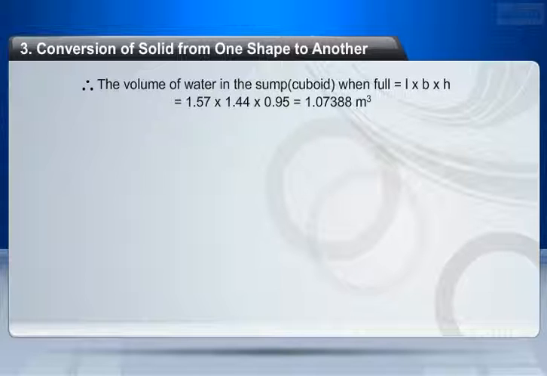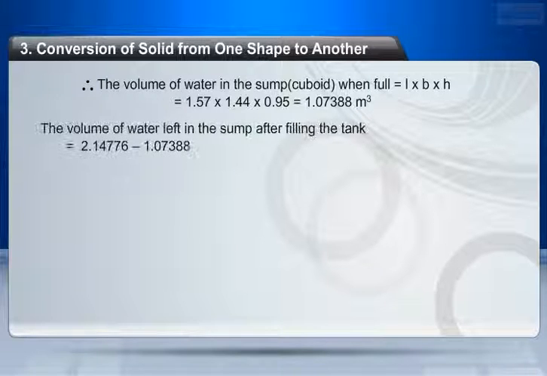Therefore, the volume of water in the sump, that is, cuboid, when full equals L into B into H. This is equal to 1.57 into 1.44 into 0.95. This is equal to 2.14776 meter cube. And we need to find the height of the water left in the sump, and also compare the capacity of the tank with that of the sump.